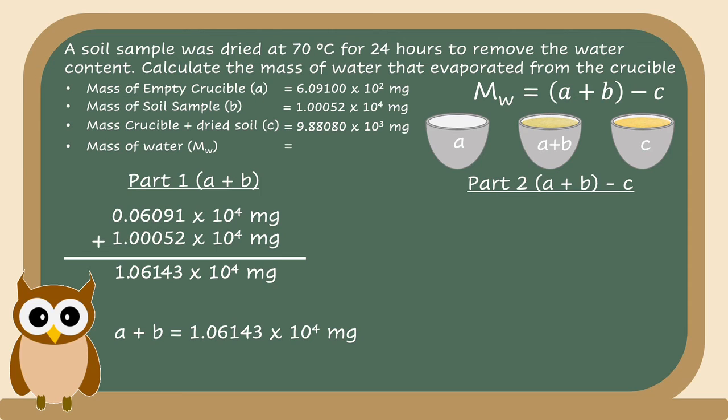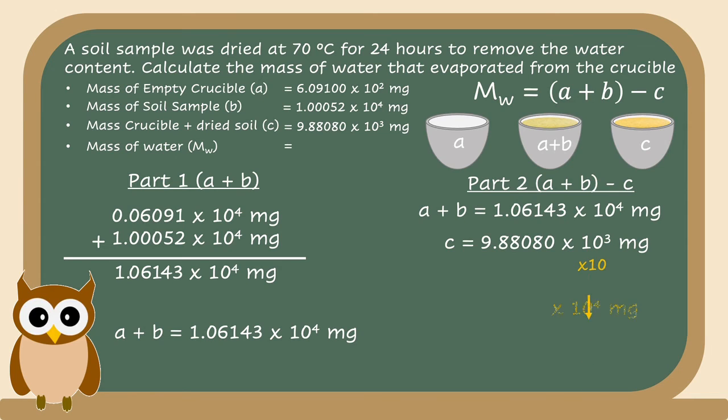So now let's look at the subtraction part. With A plus B now known, we can complete the equation with the subtraction of C, except again the exponent is not the same, so let's just quickly modify it by multiplying by an order of 10 and dividing the coefficient by 10 too. Now we can continue.